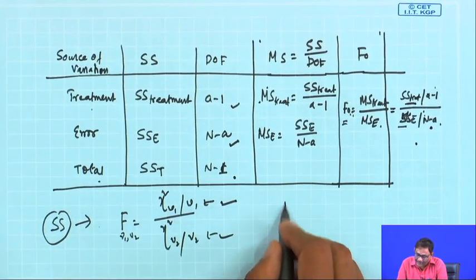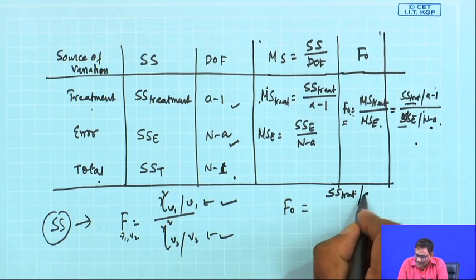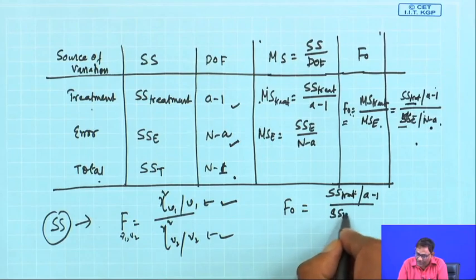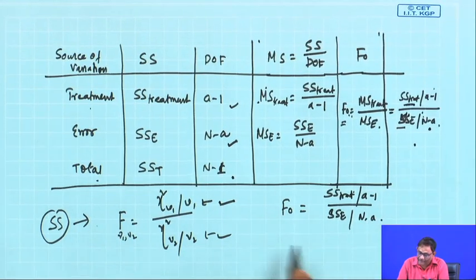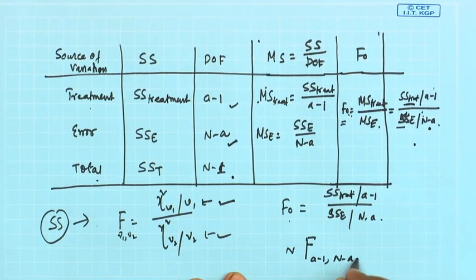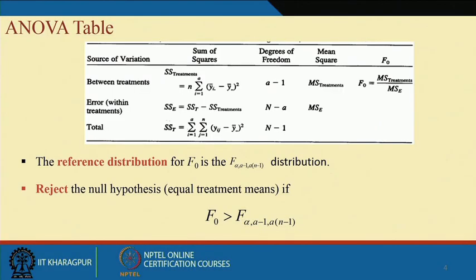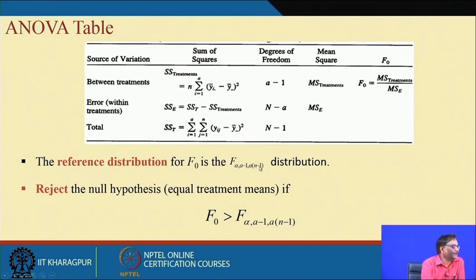Now, you got one quantity F0, which is SS treatment by a minus 1 degrees of freedom and SS error by n minus a degrees of freedom, and this will follow F distribution with a minus 1 and n minus a as the numerator and denominator degrees of freedom respectively. Okay. So, this is what is given here. About alpha, I will tell you later on, but a minus 1 and n minus a. N minus a is nothing but a into n minus 1.